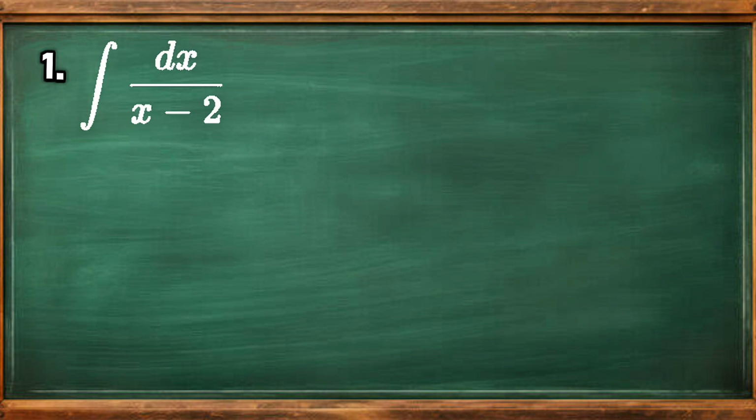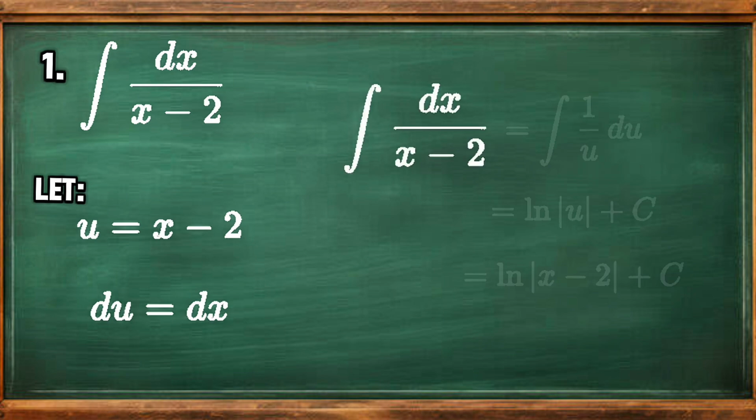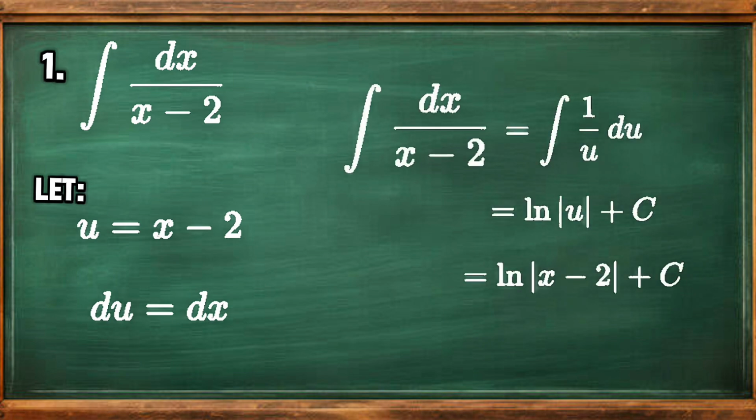Let's try an example. To solve the integral of dx over x minus 2, we let u is equal to x minus 2, which means our du is equal to dx. So, the integral becomes integral of 1 over u du, and that gives us ln u plus c. Then, we substitute back the u, giving the final answer ln x minus 2 plus c.